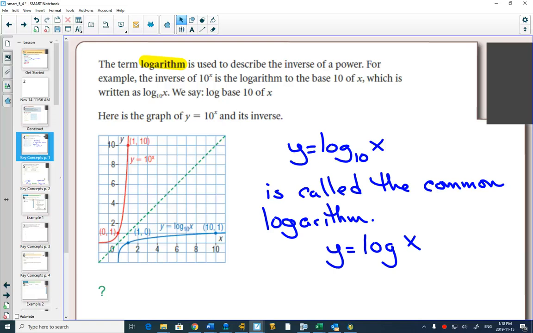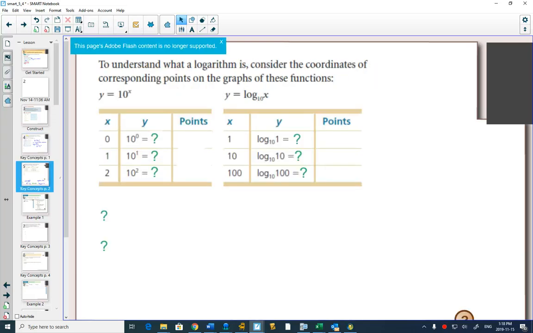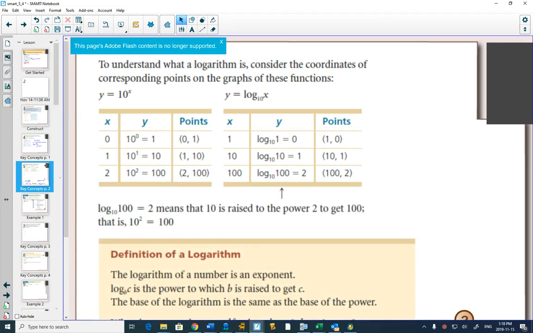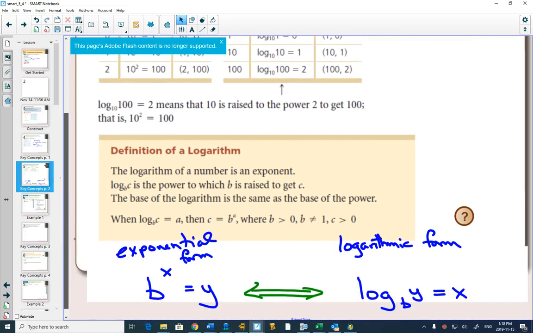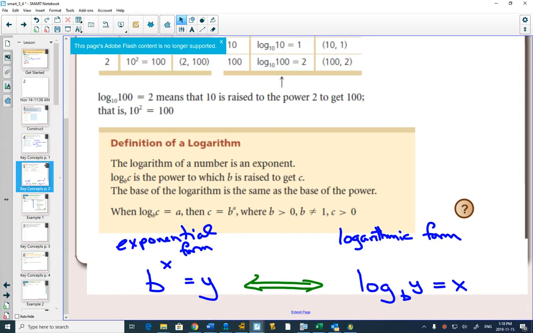We've got our common logarithm. And on the next slide, we've got 10 to the 0 gives us 1, 10 to the 1 is 10, 10 squared is 100. And on your inverse graph, you switch x and y. And at the bottom of your page is the definition of a logarithm. And this is really, really important.